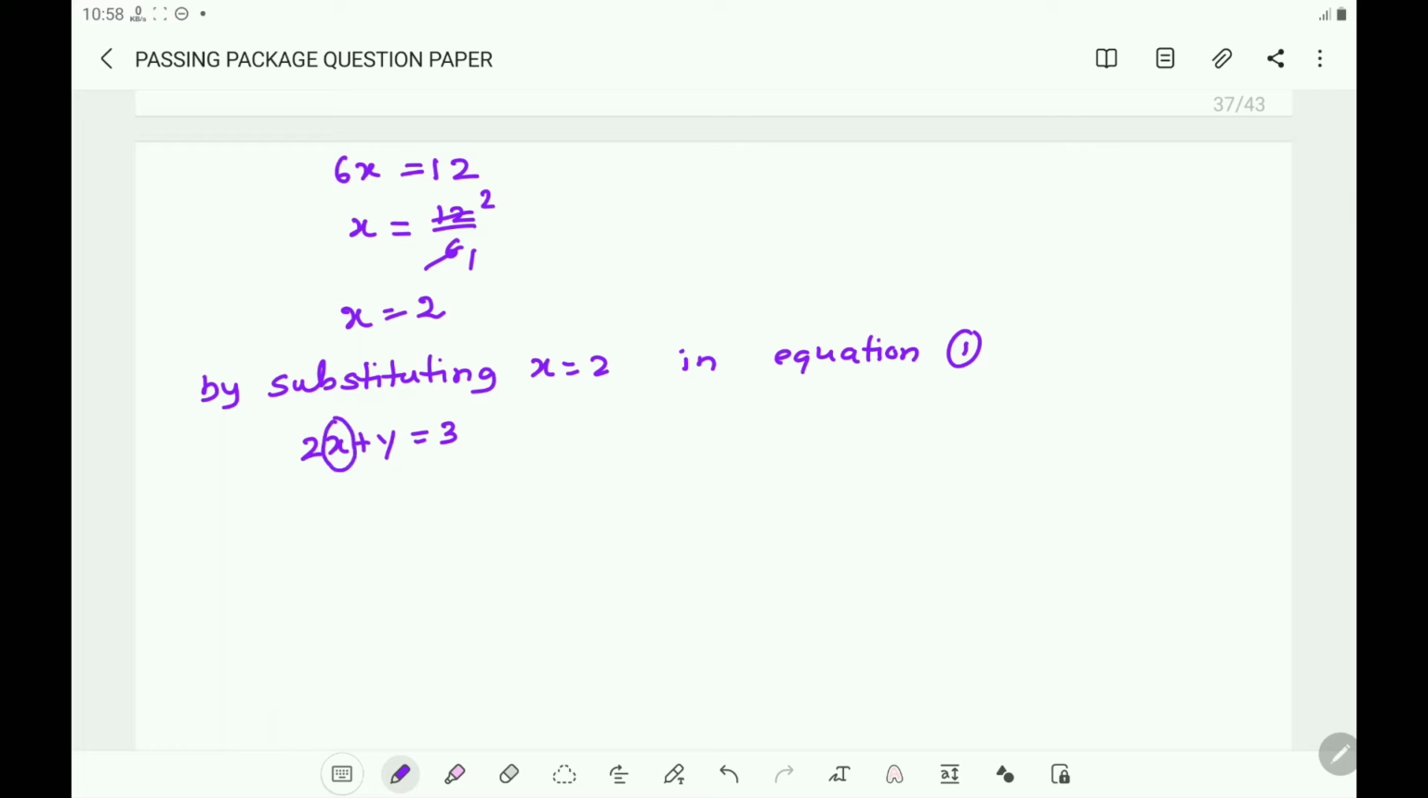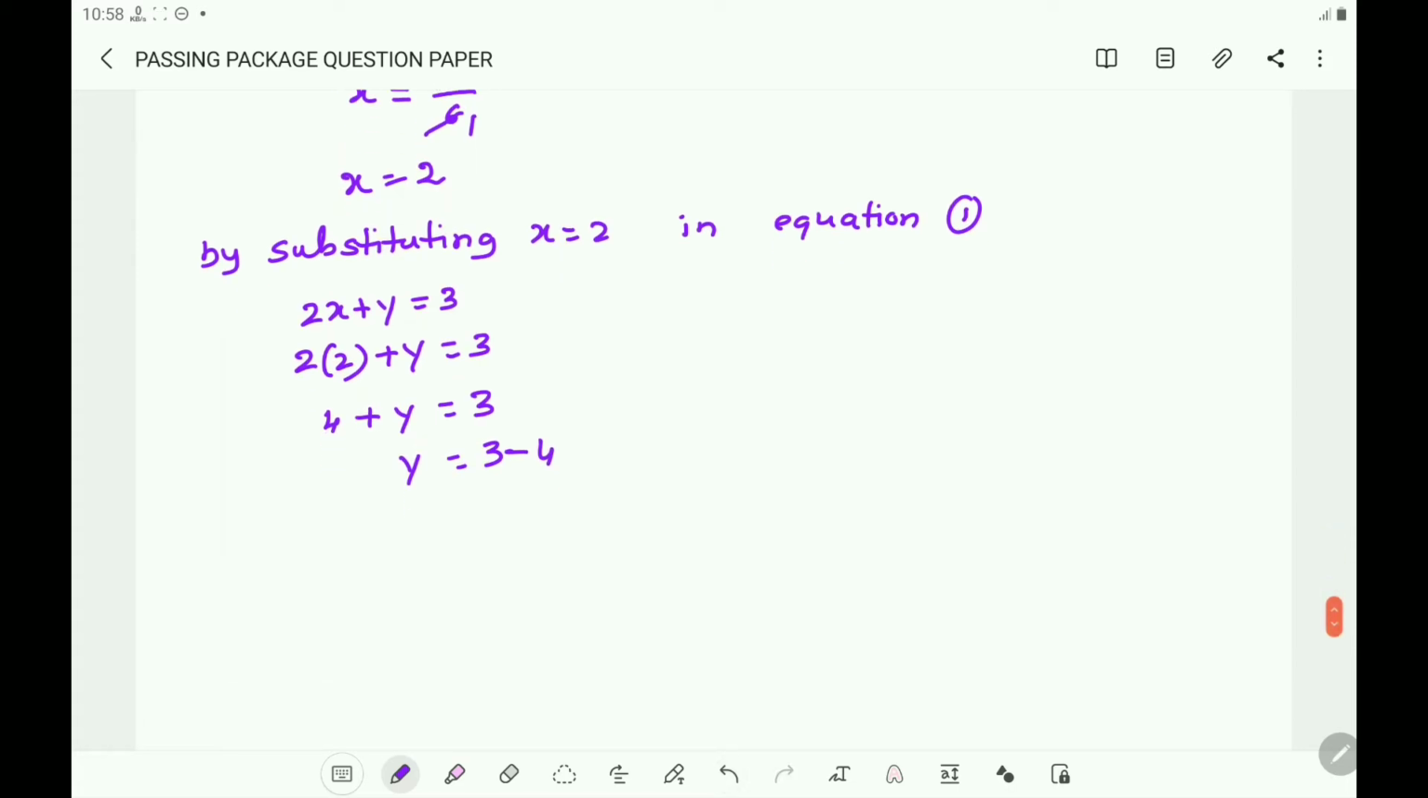Here 2x is there. In the place of x you write 2. 2x means 2 into 2. 2 into 2 plus y equals 3. Then 2 twos are 4. You write 4 here, plus y equals 3. Then y equals 3, transfer this 4 to the RHS. It becomes minus 4. Then you got y equals 3 minus 4. That is minus 1. 4 minus 3 is 1, but the greater number 4 has a negative sign. So it becomes minus 1.